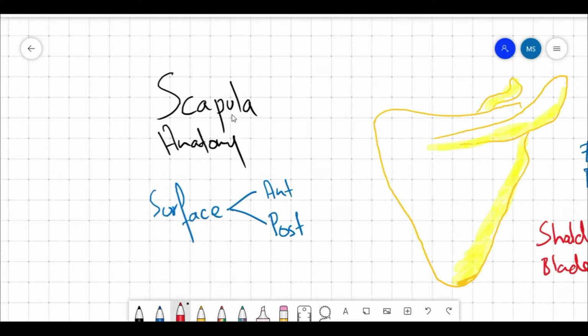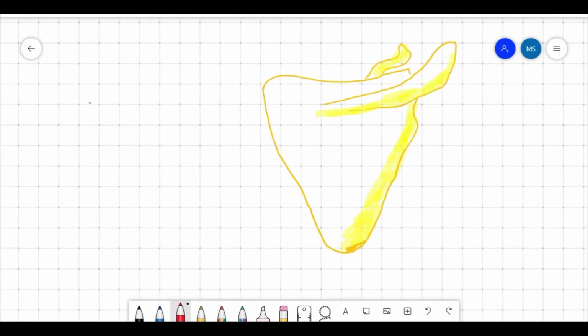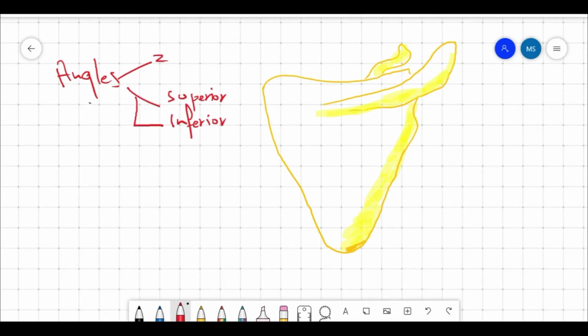Now coming back to the posterior side of the scapula, we should know about the angles. We have studied about the surfaces. Now coming to the angles, there are two angles, superior angle and inferior angle. Where are they present? Here it is the inferior angle and here it is the superior angle.